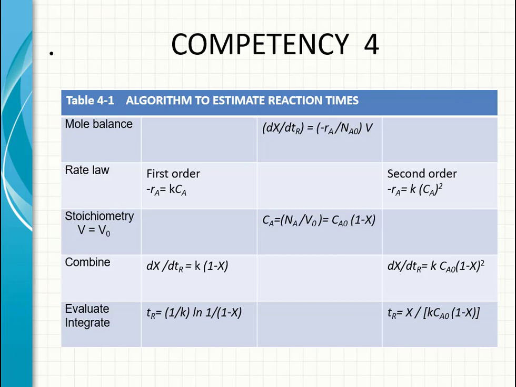And when we integrate that, we get that tR equals 1 divided by k, natural log of 1 divided by (1 minus X). And for second order, dX/dtR is equal to k Ca0 times (1 minus X) squared, where tR equals X divided by k Ca0 (1 minus X).